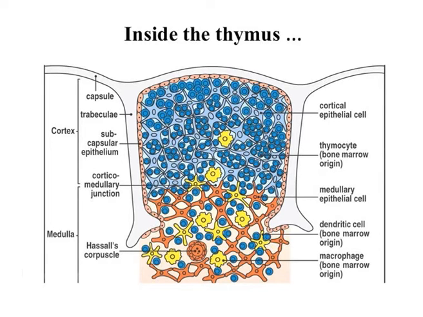Each lobule is divided into two parts. The outer part is called cortex and the inner part is called medulla. The cortex is full of immature T lymphocytes, called thymocytes, and the medulla is full of different cells like macrophages, dendritic cells, epithelial cells, T lymphocytes, etc.